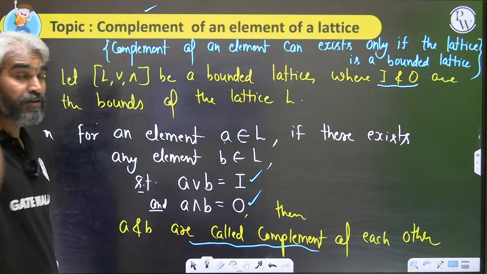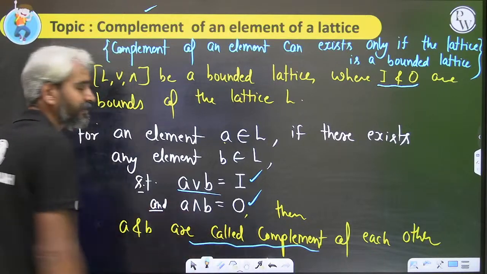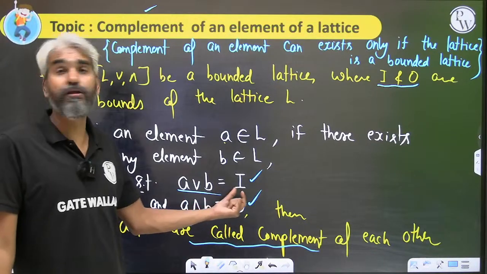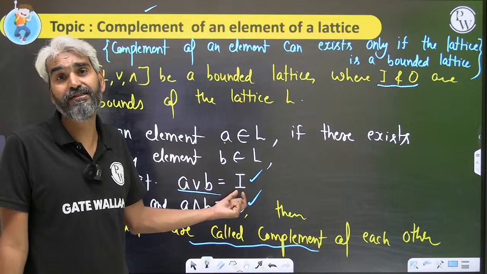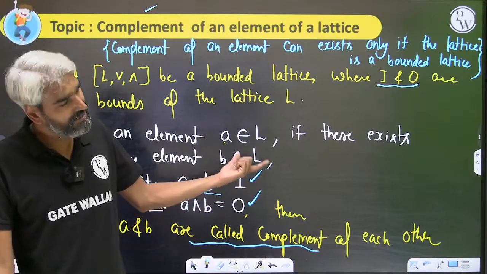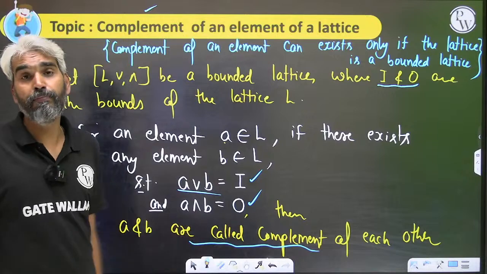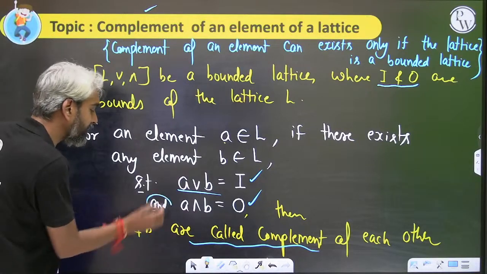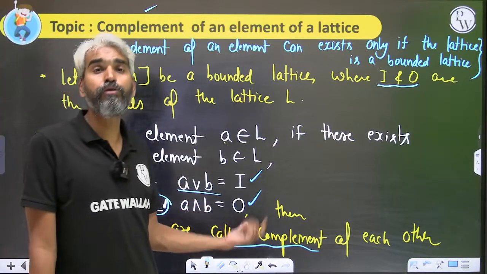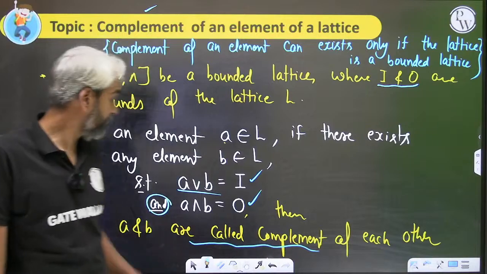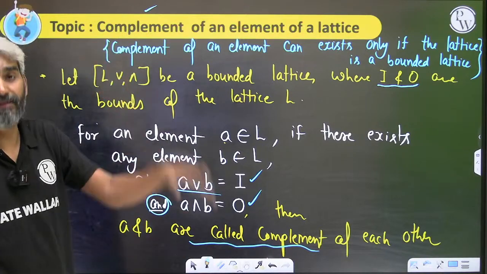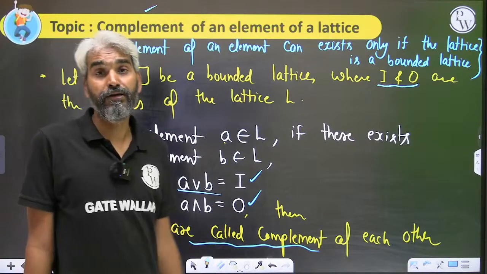So if there are two elements A and B such that the least upper bound of A and B is equal to the greatest element of the lattice, that is the universal upper bound I, or if the greatest lower bound of A and B is equal to O, that is the minimum element of the lattice, then A and B will be called complements of each other.